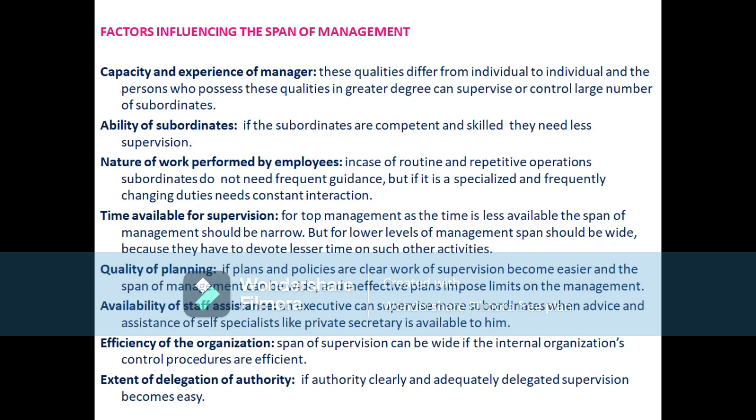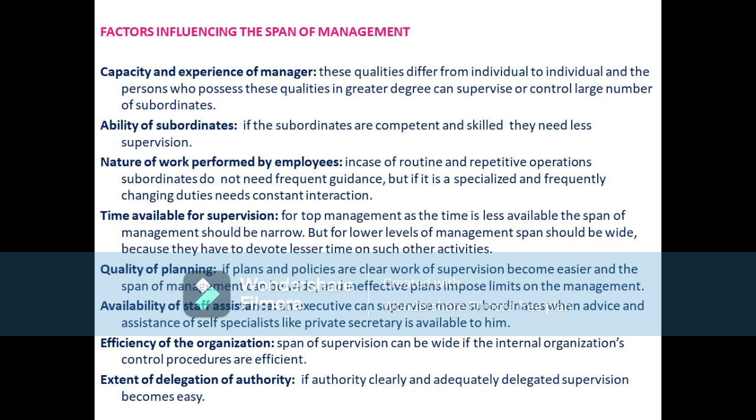Okay, and coming to the eighth one, extent of delegation of authority. Naturally, authority means the power, the power which is exercised by the superiors on subordinates. If authority is clearly and adequately delegated, supervision becomes easy, because if we have power, then we can exercise the power. Power makes the subordinates work. Hence the span of supervision can be enlarged. Whenever we have adequate power according to the requirement of the job, definitely the subordinates will follow our rules and regulations, our directions, our instructions. So we can have more span of supervision, a large, wide span of supervision.